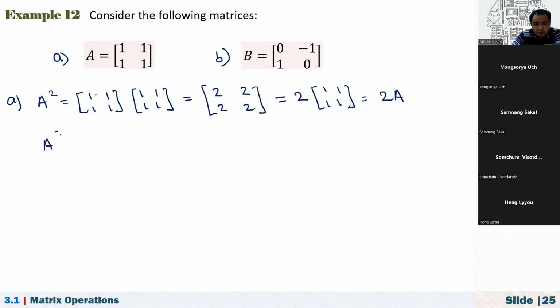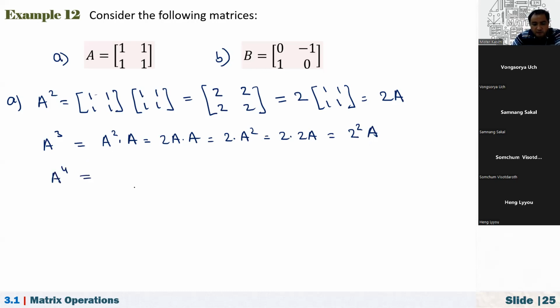Now, how about A cubed? By definition, I can write it as A squared times A. Now, what is A squared? We have just evaluated. That's equal to 2 times A times A, so it is 2 times A squared. And what is A squared again? It is 2 times A. So now we can write it as 2 squared times A, right? Now I think we see the pattern. In a similar way, what will be A to the power of 4? A to the power of 4 will be A cubed times A. So from here we can get this result: the nth power of this matrix will be equal to 2 to the power of n minus 1 times A.